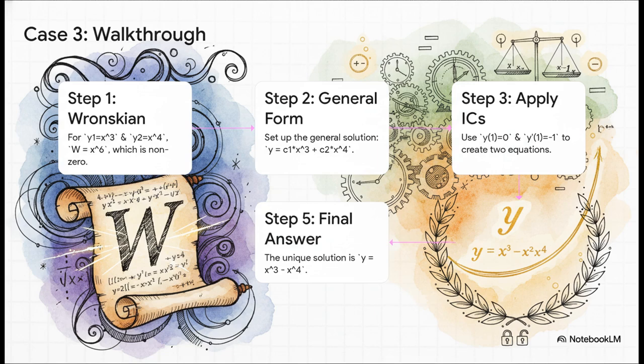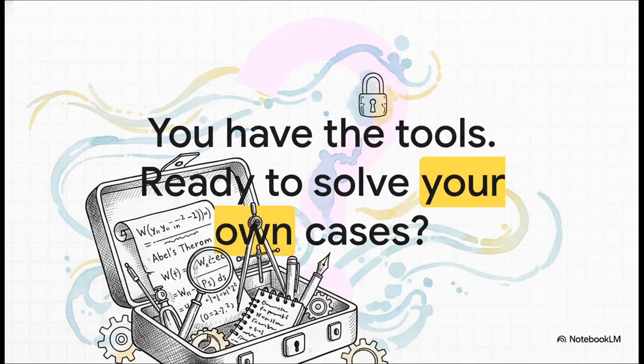Next, we build our general solution. C1 times the first solution plus C2 times the second. Now we use our evidence, the initial conditions. Plugging in y of 1 equals 0 and y prime of 1 equals -1 gives us two simple equations. We solve for our constants, c1 and c2, and we find our culprits. The one and only solution that fits the evidence is y equals x to the third minus x to the fourth.